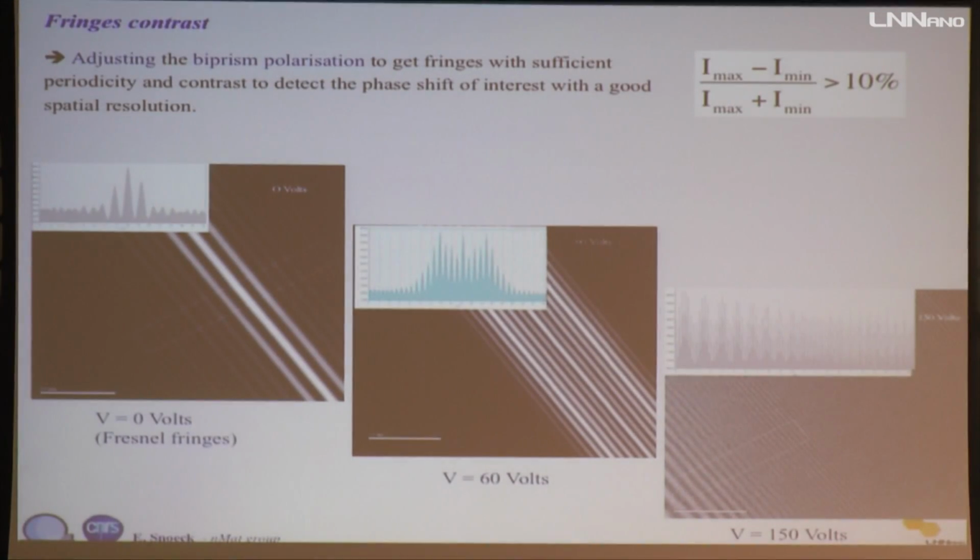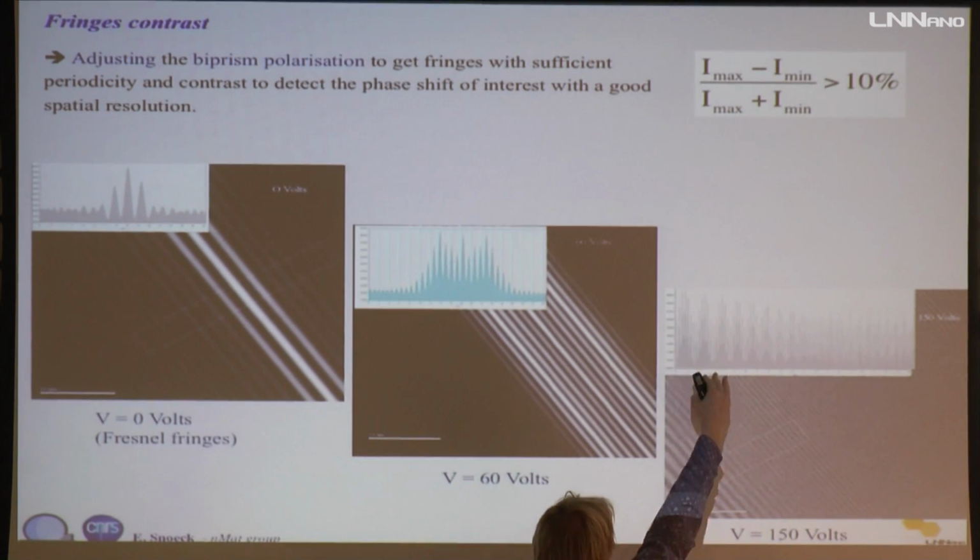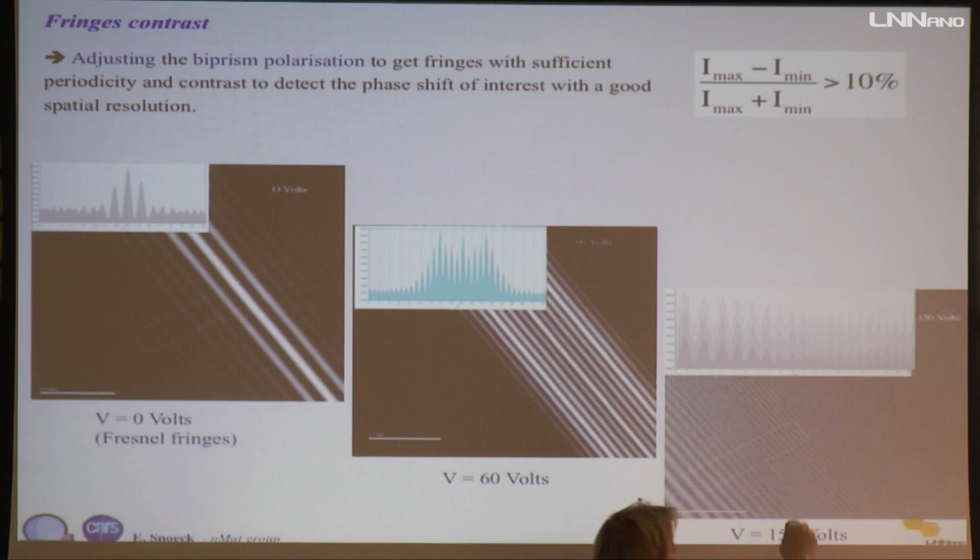Okay, so what I show now is that if you don't apply any voltage, you just see the Fresnel fringes of the biprism. If you increase the voltage, you have fringes that appear over a distance that we will call overlap. And if you increase the voltage even more, you increase this overlap quite a lot, but you decrease the interference fringes, and you decrease the contrast of these fringes as well.